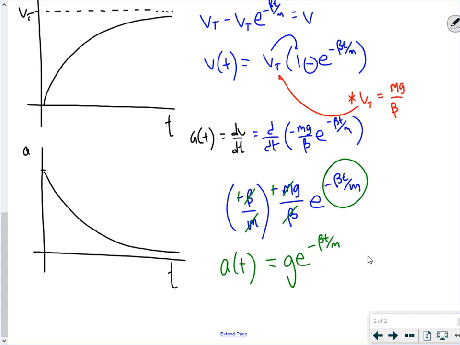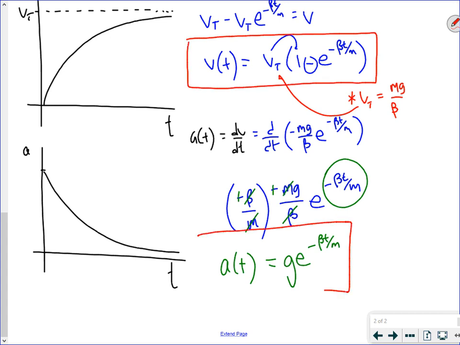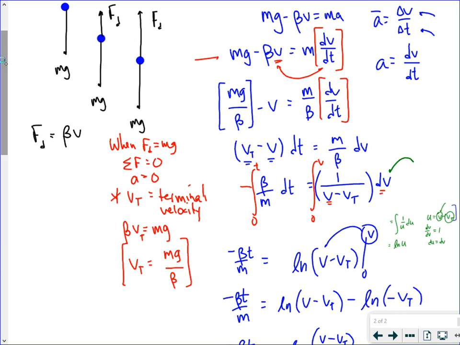Pretty neat. Okay, so there's a couple of solutions for velocity and acceleration as functions of time for an object falling through air, specifically when we model that drag force as dependent directly on speed. Okay? All right, folks.